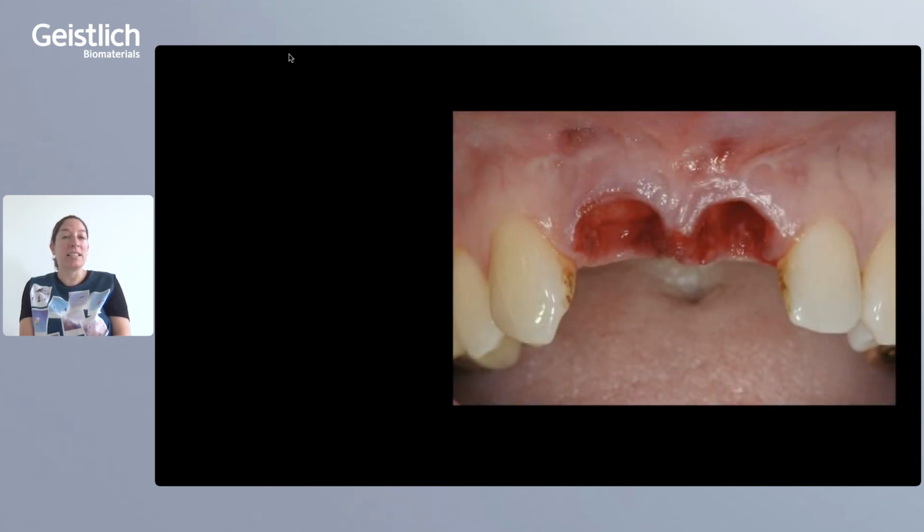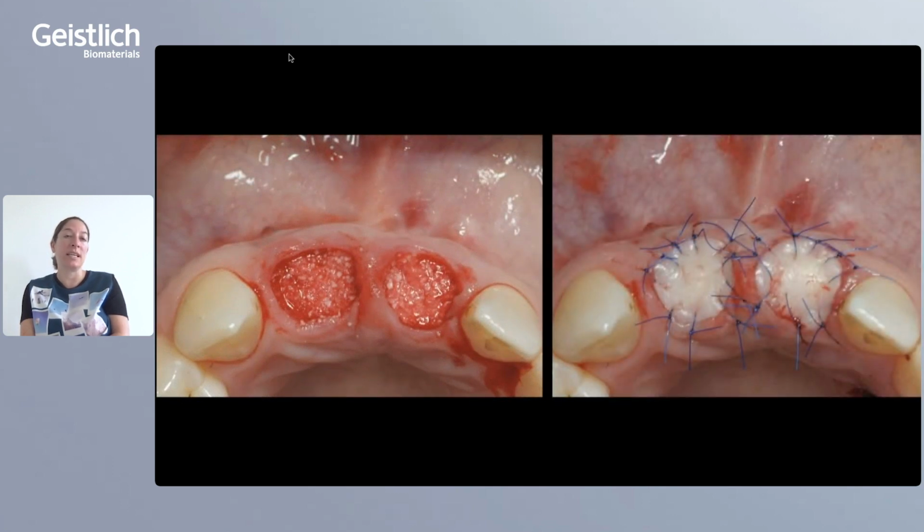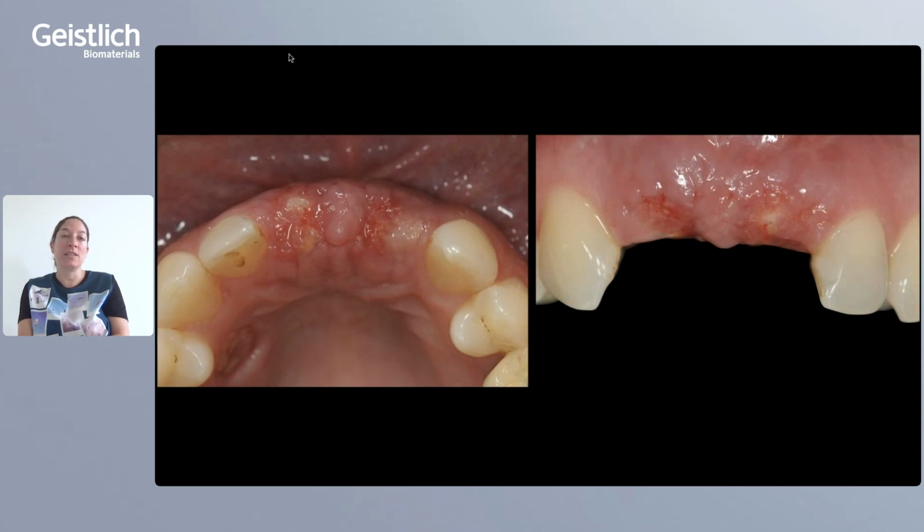So let's look at another case. This is another patient. She was also quite young when she had an accident. She has also lost her two central upper incisors, and a different approach has been chosen in this case. A bone substitute material has been placed into the alveoli after tooth extraction, and then a soft tissue punch technique has been applied with autologous material harvested from the patient's palate. Here you see the pictures after healing and suture removal. It's a very nice healing.